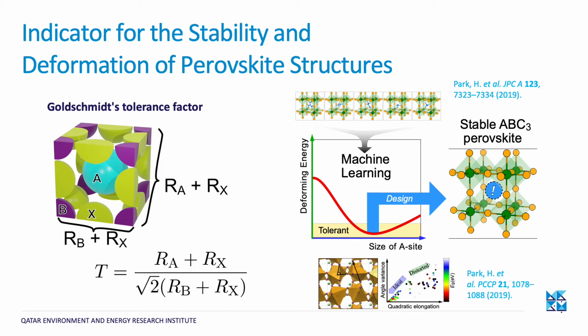I'll discuss our machine learning approach in the next two slides. Goldschmidt's tolerance factor is often used as an empirical indicator to see perovskite cubic phase stability and deformation. This way is simple. We can find the appropriate A, B, and X elements to form a cubic perovskite only by using their ionic radii. However, this method lacks the details at each site.